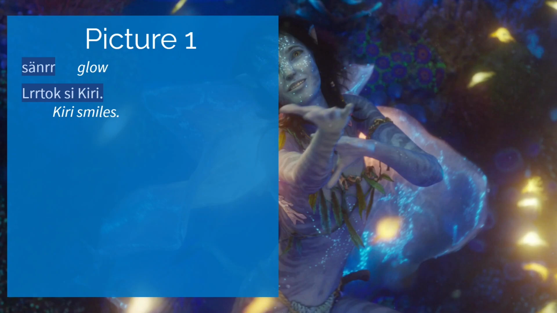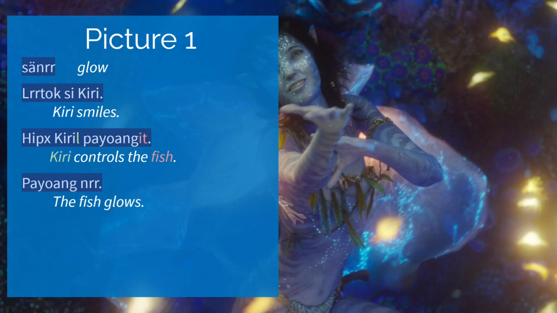You cannot do this with every verb, so you cannot just put si on every single noun that exists to make a new verb. This works only with the ones that Kayo Paul gives us. So if they're in the dictionary, then you can do it. And zrtok si is in the dictionary. Hip Kiri bayoangit. Kiri controls the fish. Bayoang nr. The fish glows.